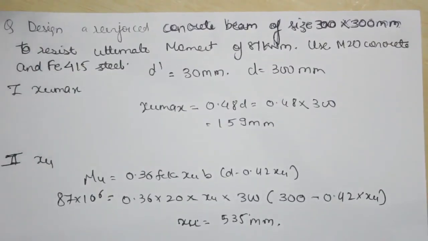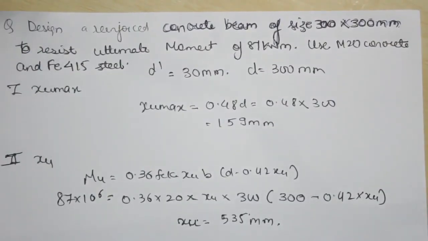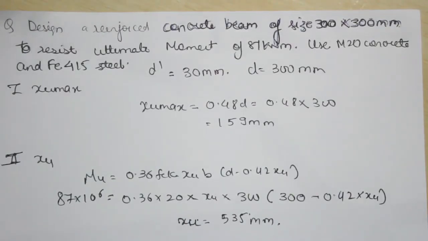Now let us see an actual problem on doubly reinforced beam. So the problem is, design a reinforced concrete beam of size 300 mm by 300 mm, which is the effective depth, to resist an ultimate moment of 87 kilonewton meter. Use M20 grade of concrete and Fe415 grade of steel.